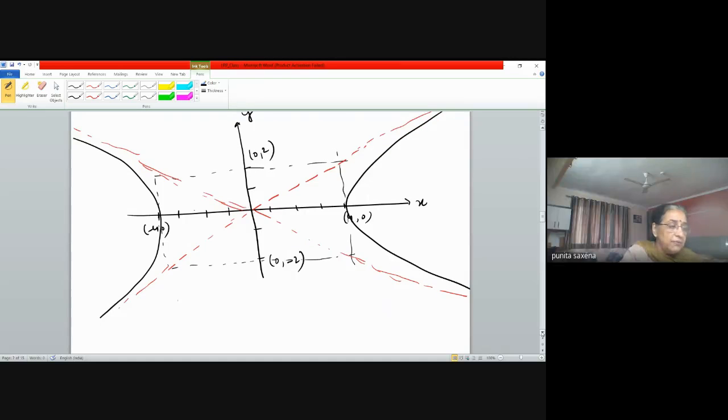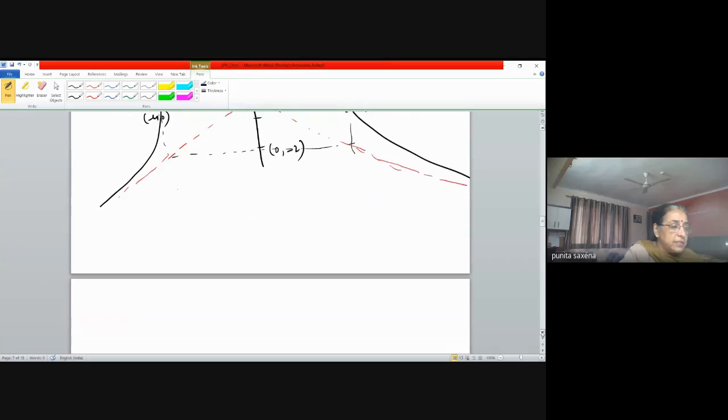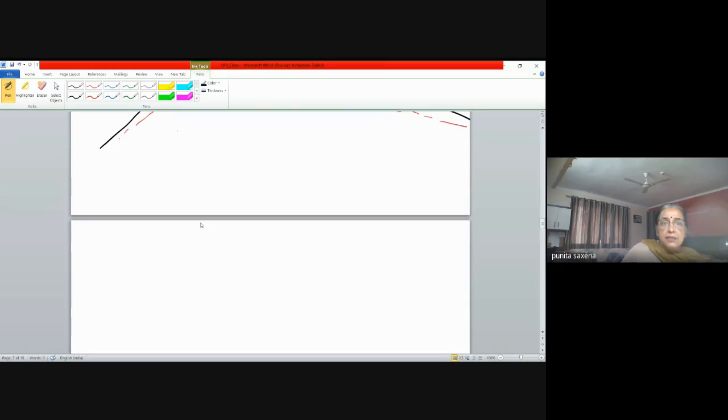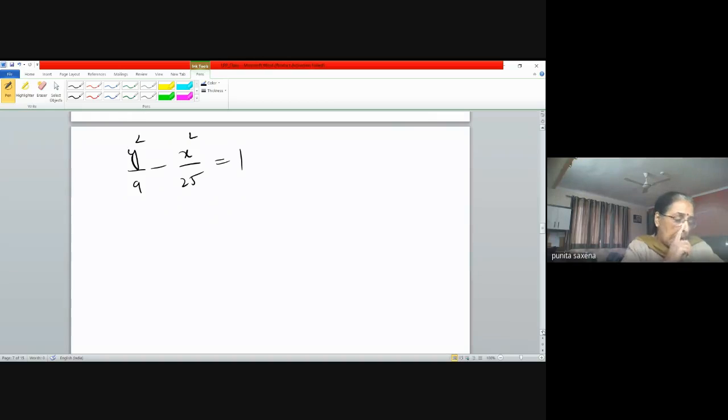So similarly, now try to sketch this yourself: y square by 9 minus x square by 25 equal to 1. Now what happened in this case? The x square term is negative, so that means your y-axis is the focal axis. Right? And x-axis is your conjugate axis.